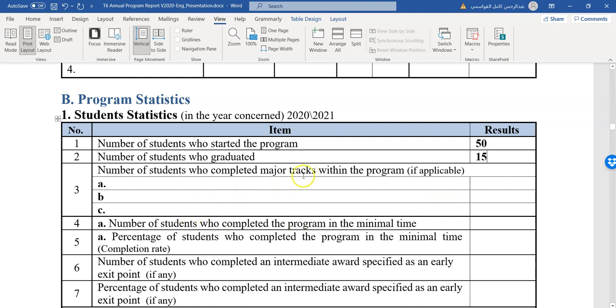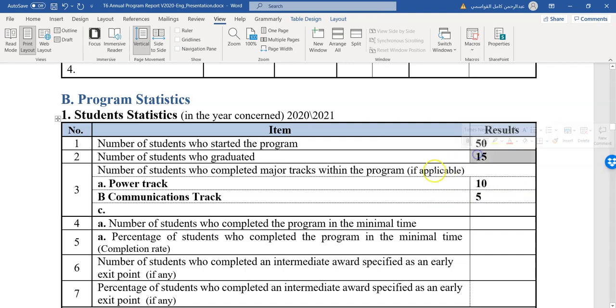If I have tracks, I have to distribute the 15 students over tracks. For example, if I have a power track, 10 students from the power track. If I have a communications track, which means I have 5 students who completed or graduated from this track, so the sum is 15, the same as here.